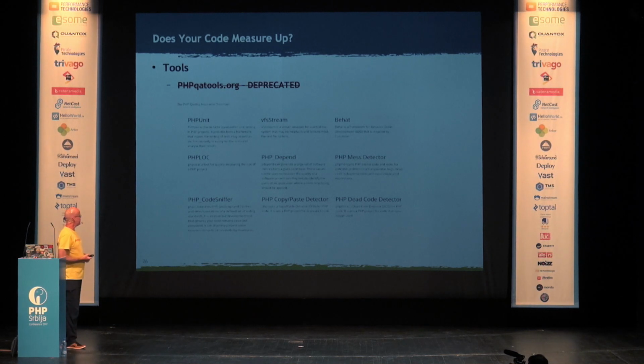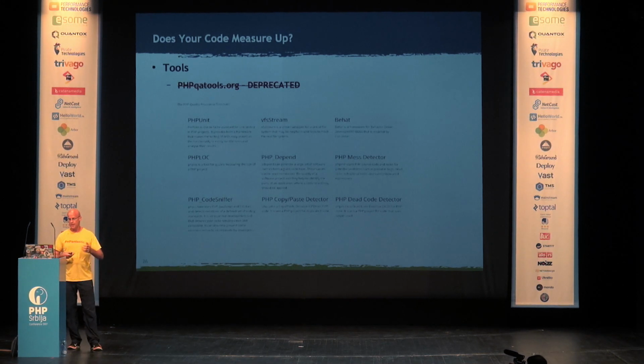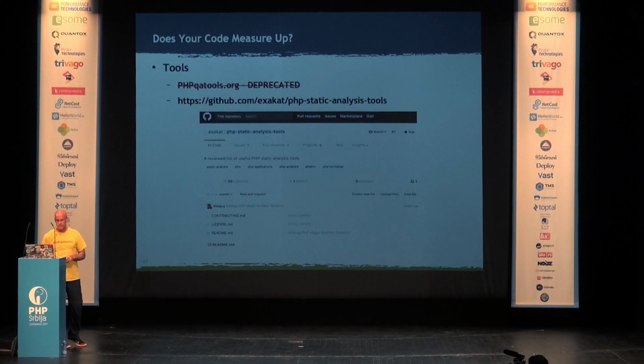Now, some of the tools that I use for this are available at PHP QA Tools, which has been deprecated. PHP QA Tools was a website that was maintained by Sebastian Bergmann, and he kind of grouped together some things. It's been deprecated because now there's actually a better list out there. Exakat out on github.com has a list of PHP static analysis tools. I'm going to highlight some different tools.